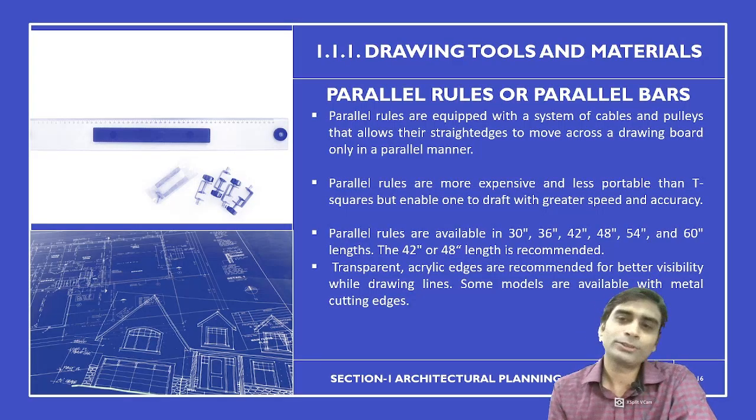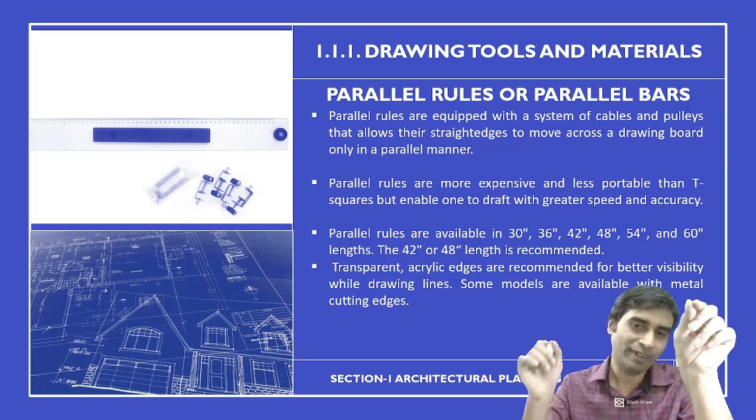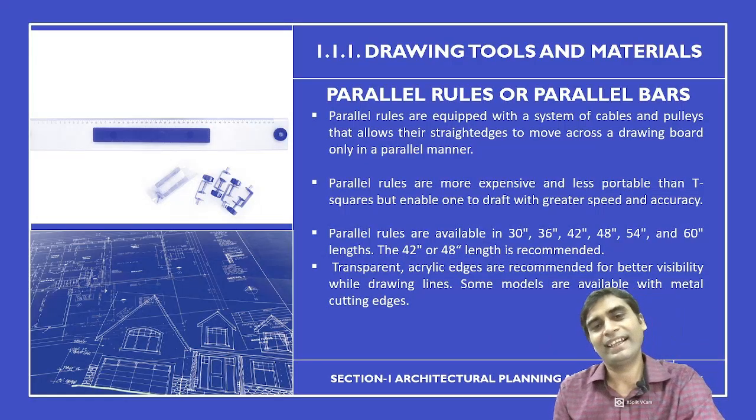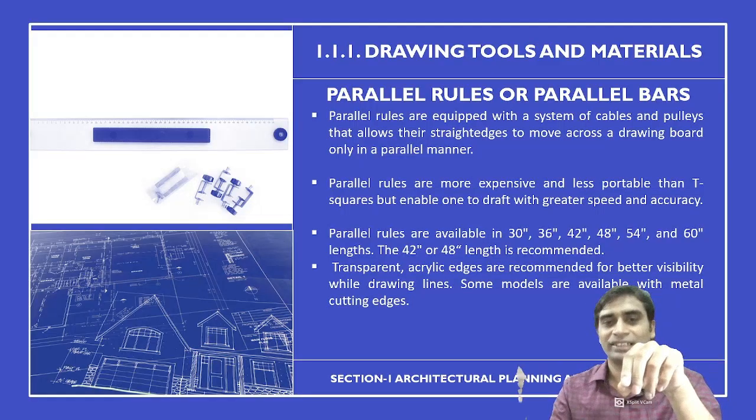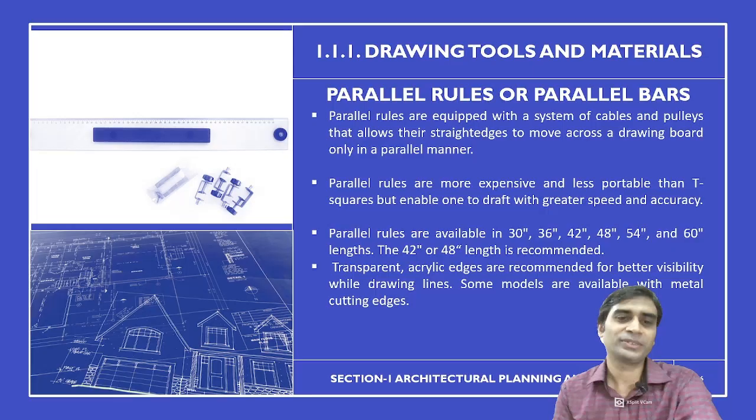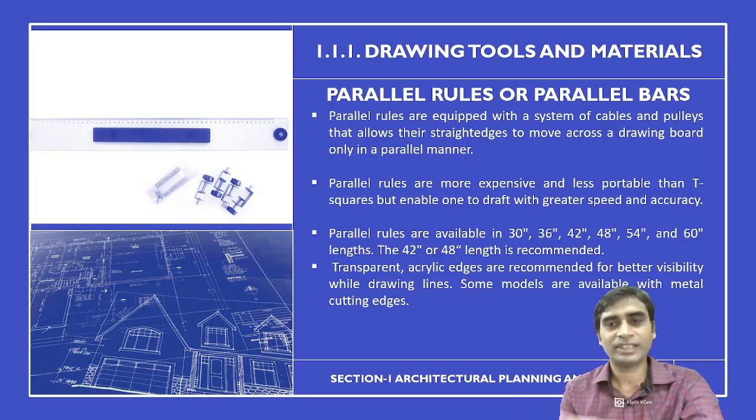Next is the parallel rules or parallel bars. Parallel rules are equipped with a system of cable and pulleys. We must know how to wind it on the table, and it slides over that wire, so you can draw the parallel lines over it. So with the parallel bar and T square, we will further see the set square.